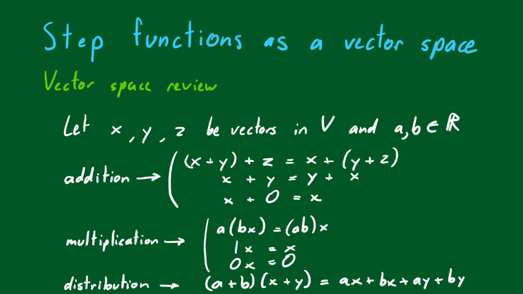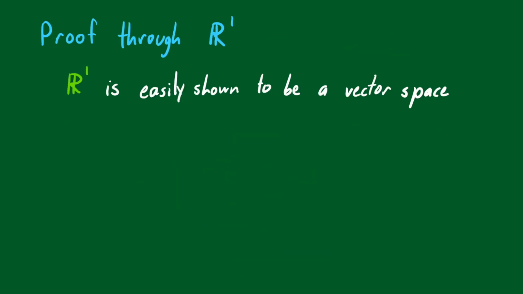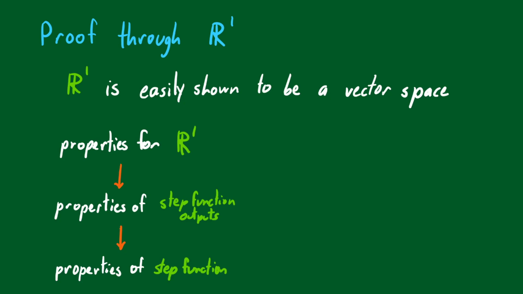We will be proving, roughly, that step functions are a vector space by looking at the real numbers, which trivially are a vector space themselves. We will start with the properties of real numbers, move on to the properties of step function outputs, since they are real numbers themselves, and this can show that the step functions themselves are vector spaces.